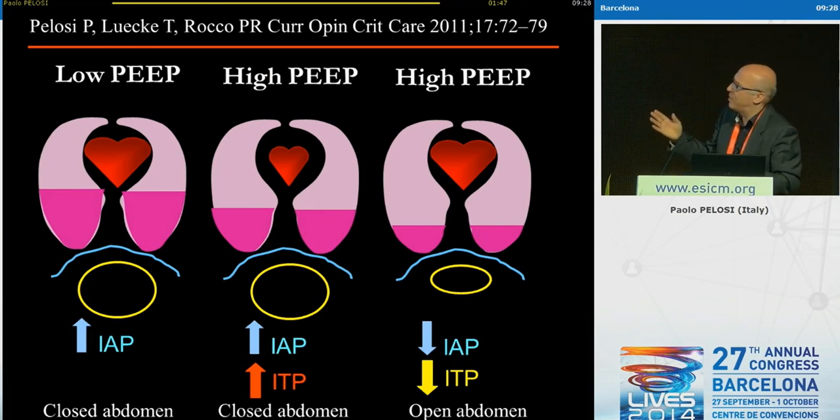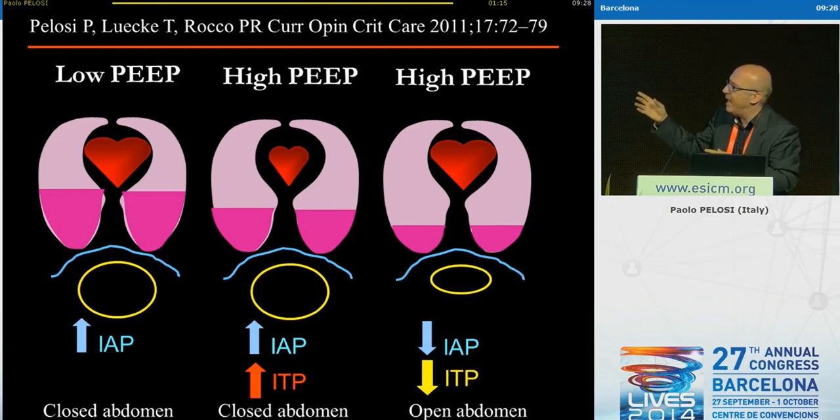In fact, as shown in this slide, you see that we can really recruit the lung only if the intra-abdominal pressure is not so high. But if you have a very major increase in intra-abdominal pressure and we increase PEEP very much, because we believe that we have to counteract completely the intra-abdominal pressure, we have little space to open up these areas because we have a very rigid chest wall. And we reduce the dimension of the heart, so we reduce the venous return and we have impaired hemodynamics.